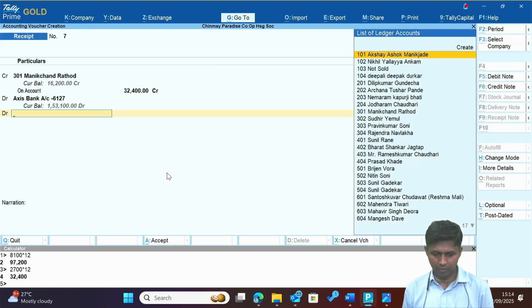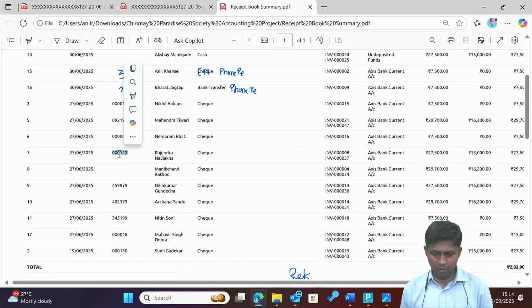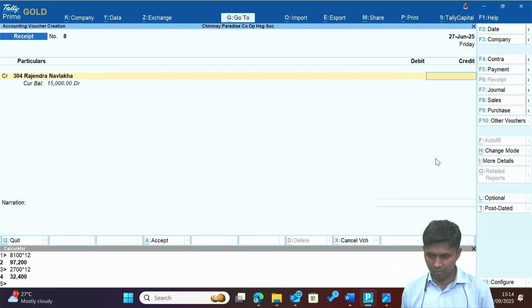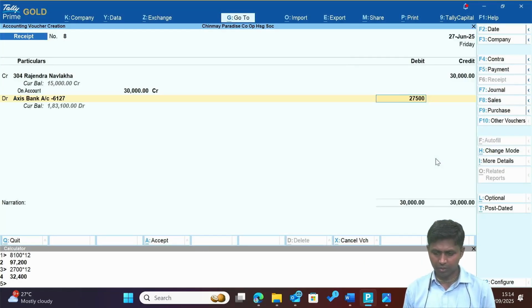We know that instrument number we generate, always leave that field blank. Then the balance amount is of discount 2,700. The balance is correct. We have partially decided. Then on the same date only, the check of 112, we got the amount from Navlaka, but 27,500 full year's amount we got against 30,000. Let's say Navlaka 27,000 against 30 we got, therefore 30,000 on account in the excess 27,500.